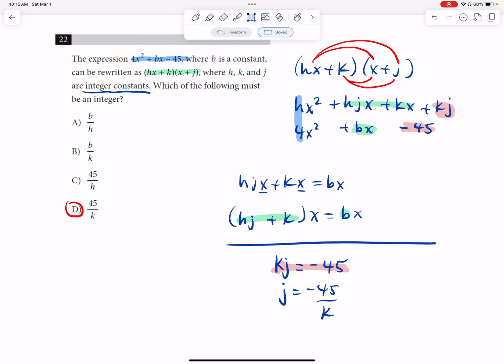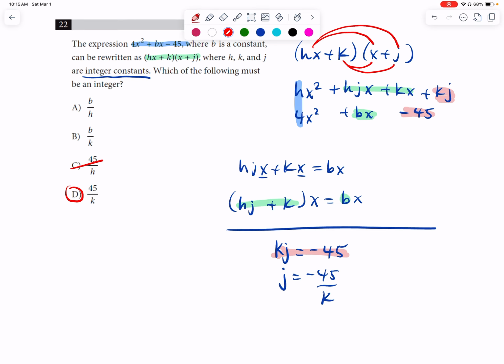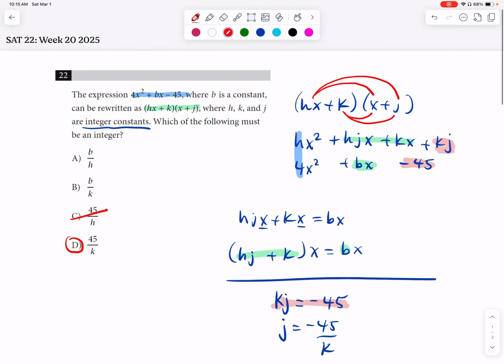Now, if I look at this last one here, 45 divided by h, well, I know that that has to be eliminated. It has to be eliminated because when we equated our coefficients here, h had to be 4. And when I look at 45, 45 is not divisible by 4, so that would definitely rule this guy out. All right, so that should do it. That should take care of this factoring example from the SAT test.